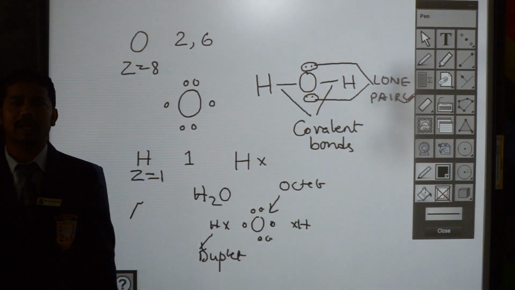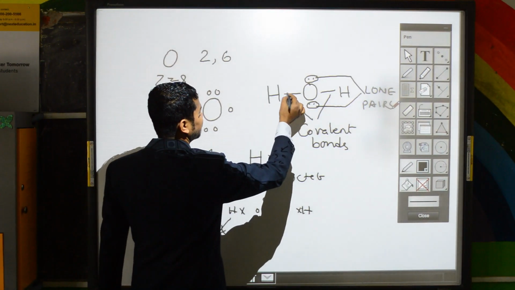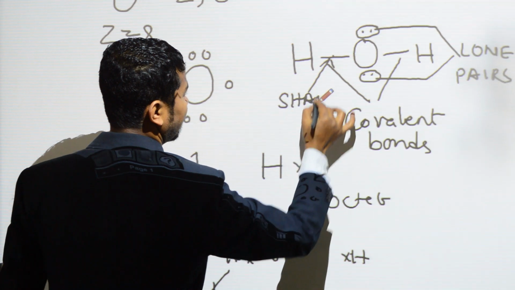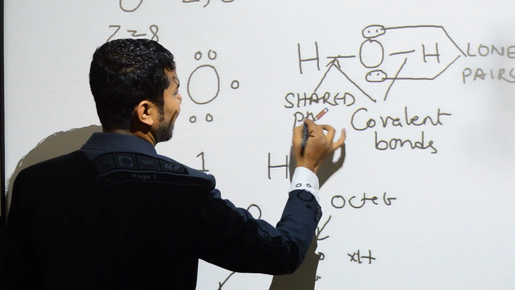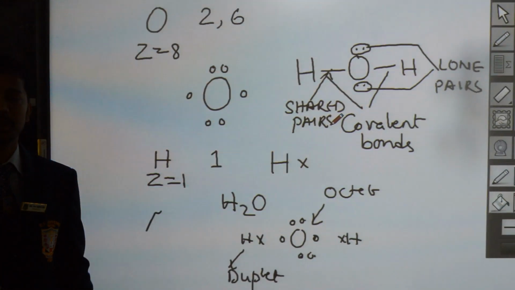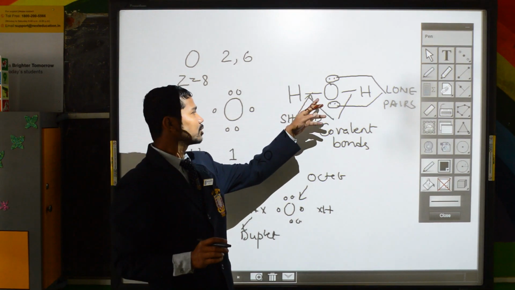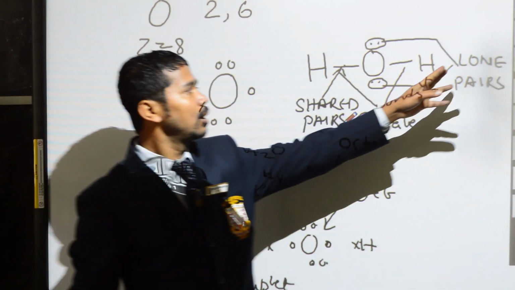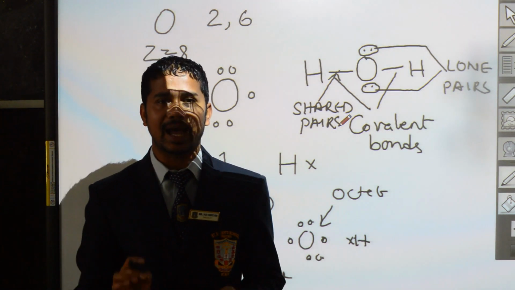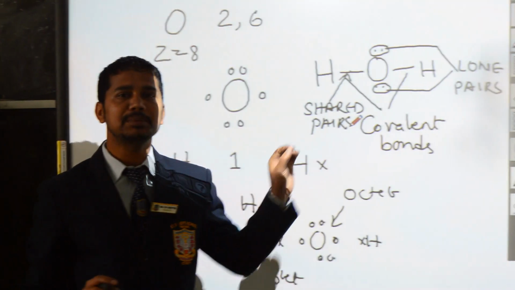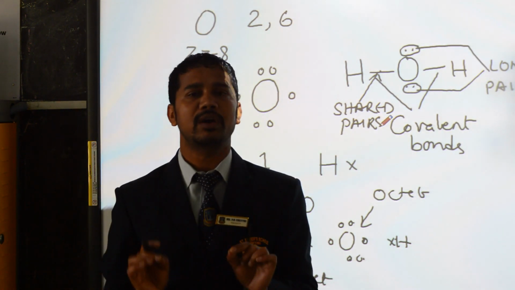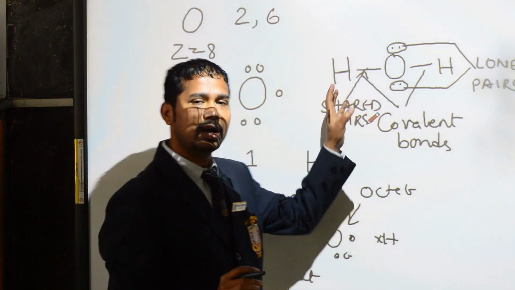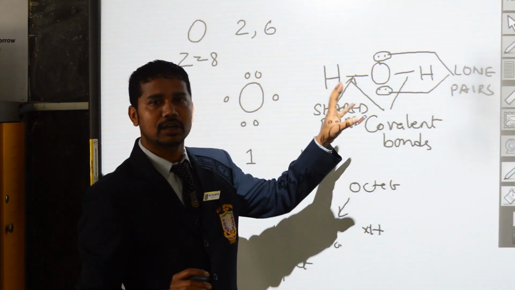These unshared pairs of electrons are called lone pairs, and this is a shared pair, and this is a shared pair, and they are also called bonding pairs, because they are forming a bond between hydrogen and oxygen, and it is mutually shared between hydrogen and oxygen. The unshared pair is lone pairs. Now we can see that water molecule has two lone pairs. So one of the conditions that we need for forming a coordinate bond is atom having at least one lone pair of electrons, and water has two lone pairs of electrons.